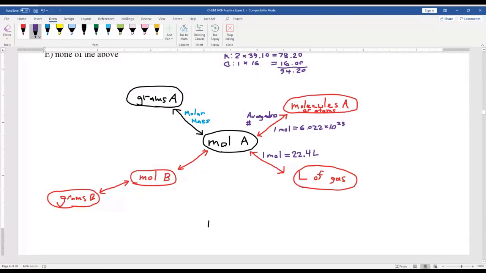And on the other side, the mole ratio, you get this from the coefficients from the balanced equation. And then as far as grams of B to moles of B, that's just the molar mass once again, but in this case, it's the molar mass of B.